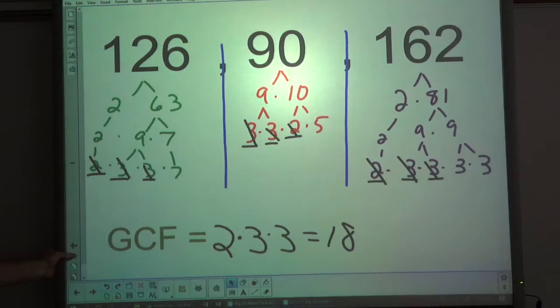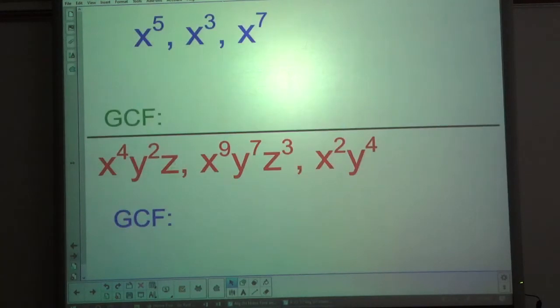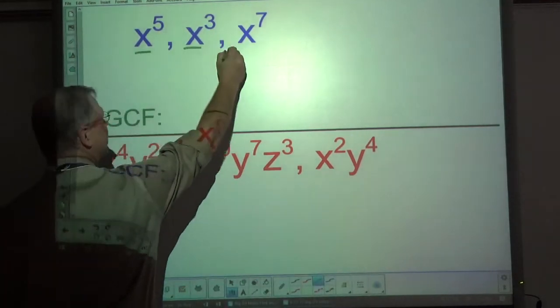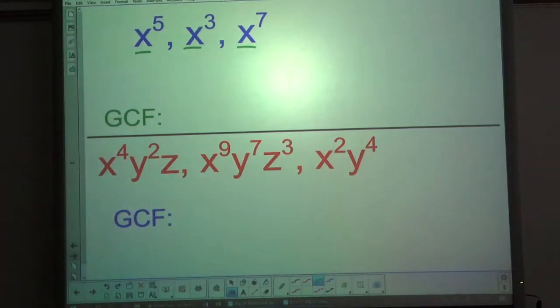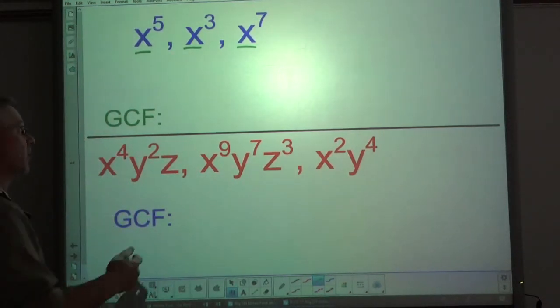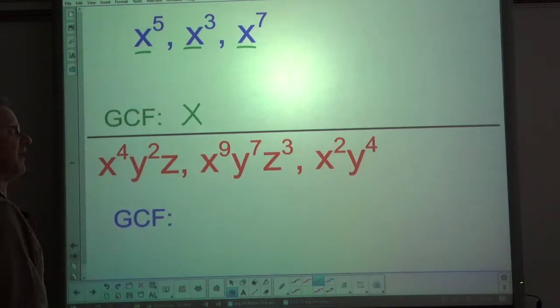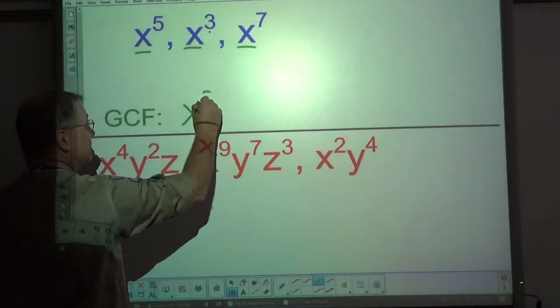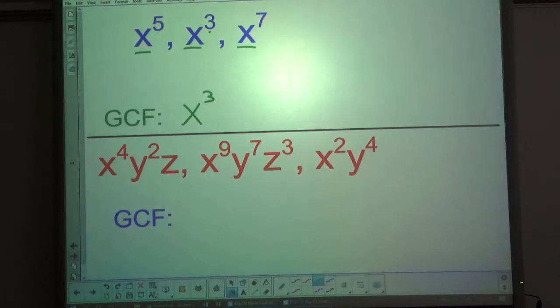Now we've talked about numbers, as in coefficients, typically so far. We have yet to talk about variables. When you have variables in your terms, if all 3 of them have the same letter, you're going to include it in the GCF, and you're going to go by that letter's smallest exponent. Smallest, not biggest. The smallest exponent here is 3, so that is going to be my exponent for my GCF x value, x term.